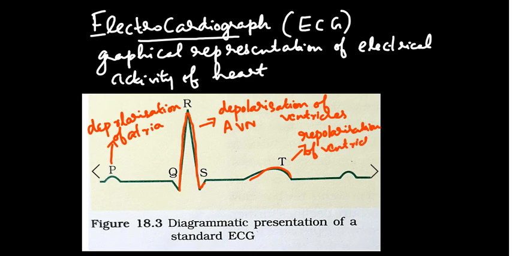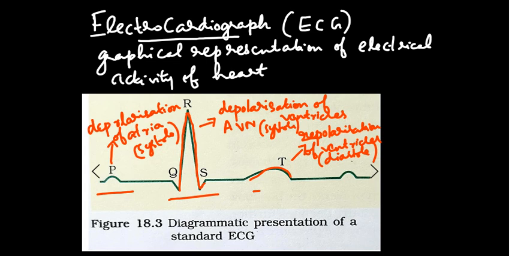So what we have to remember here is depolarization means contraction or systole, and repolarization means diastole. So these are the three steps which happen in a cardiac cycle. First the atrium contracts, and then the ventricles contract, and finally there is the relaxation of ventricles.